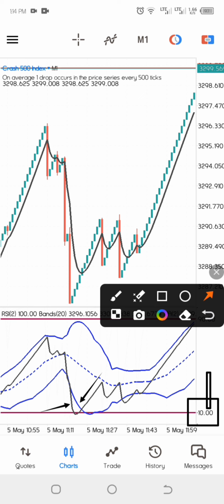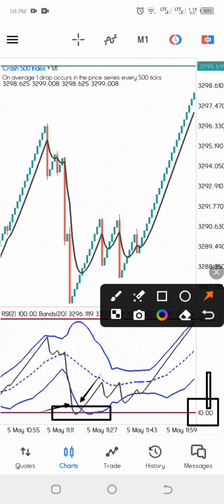Now after we see the touches right here, the next thing we are expecting is that we see the moving average cross above the Bollinger Bands after it touches the 10 level. That's the third thing we are going to be looking for. So we are looking for the crossover to happen between the moving average and the Bollinger Bands.